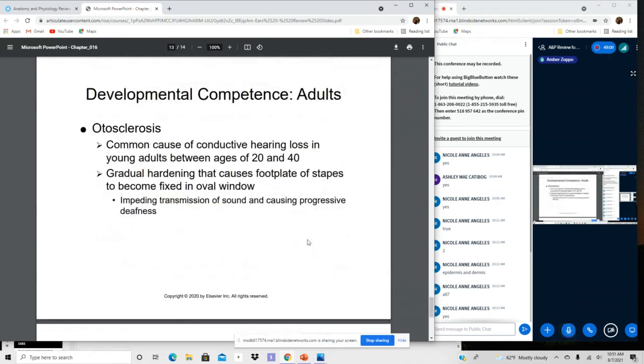Otosclerosis is a common cause of conductive hearing loss in young adults between the ages of 20 and 40. It causes a gradual hearing loss and hardening of the footplate of the stapes, and it causes it to become fixed in the oval window. This impedes the transmission of sounds and causes progressive deafness.